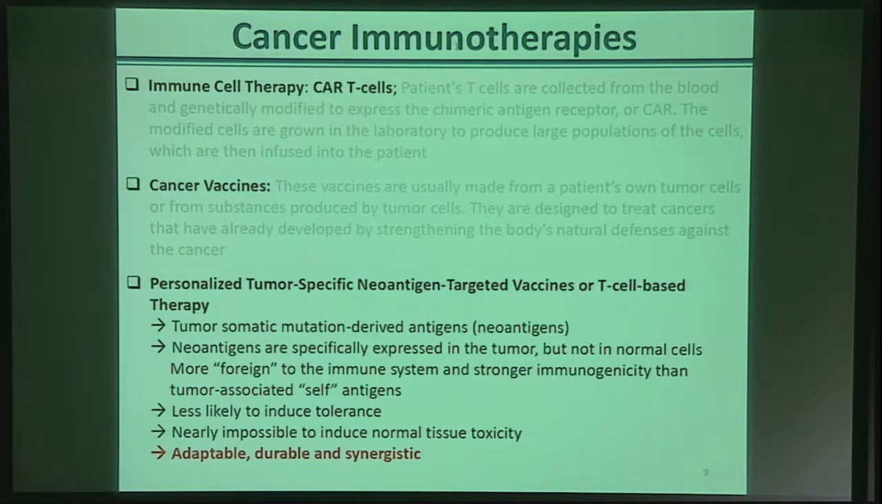In addition to that, this type of tumor-specific neoantigen-derived therapy is more adaptable because the immune system can be applied to multiple different cancer types. And it's more durable because the immune system has a long-term memory to remember these antigens that show on the surface of the tumor. And it is more synergistic because this type of therapy can combine with other cancer therapies such as chemotherapy, radiation therapy, or surgical therapy. In addition, it also can combine with other cancer immunotherapy such as the immune checkpoint blockers.